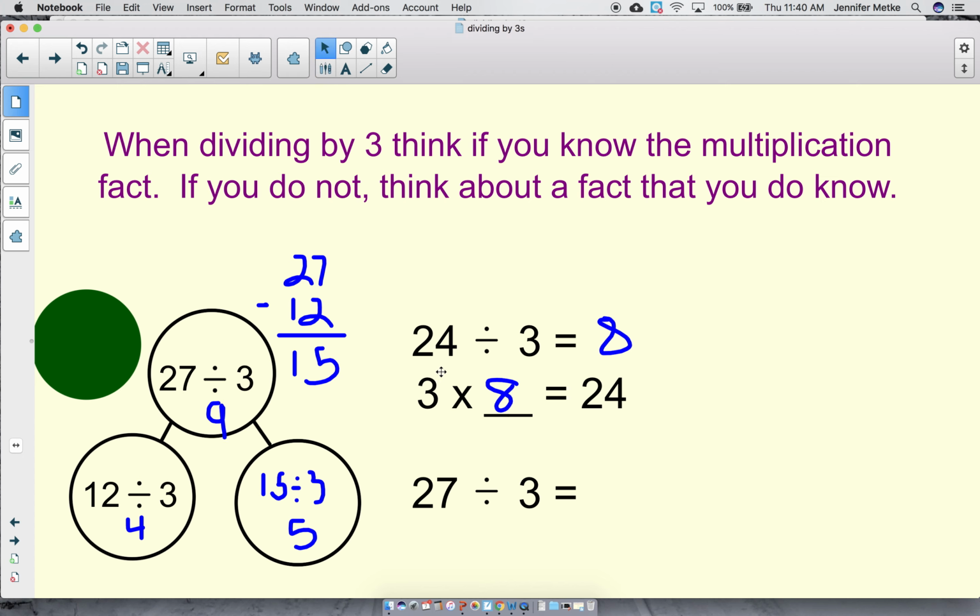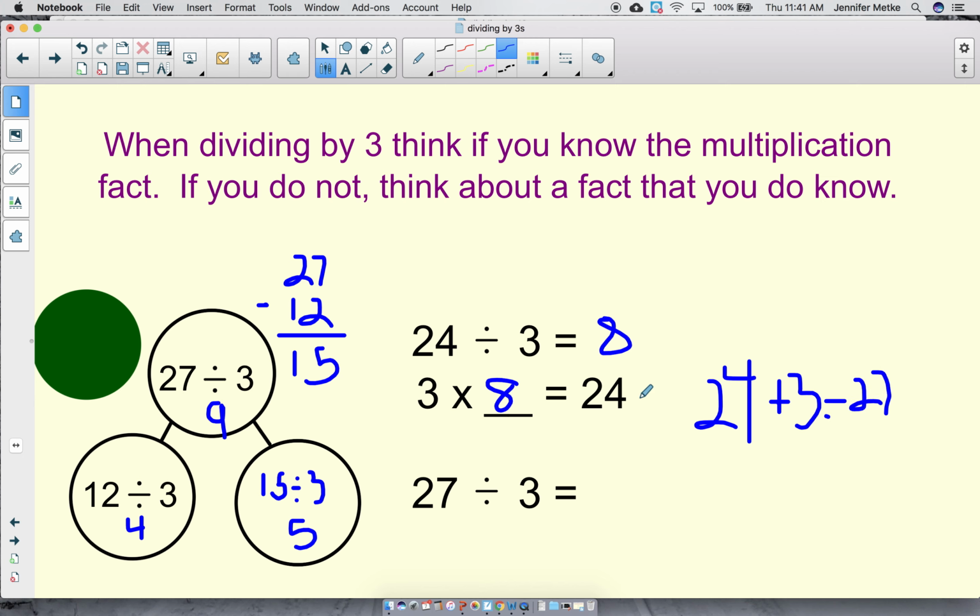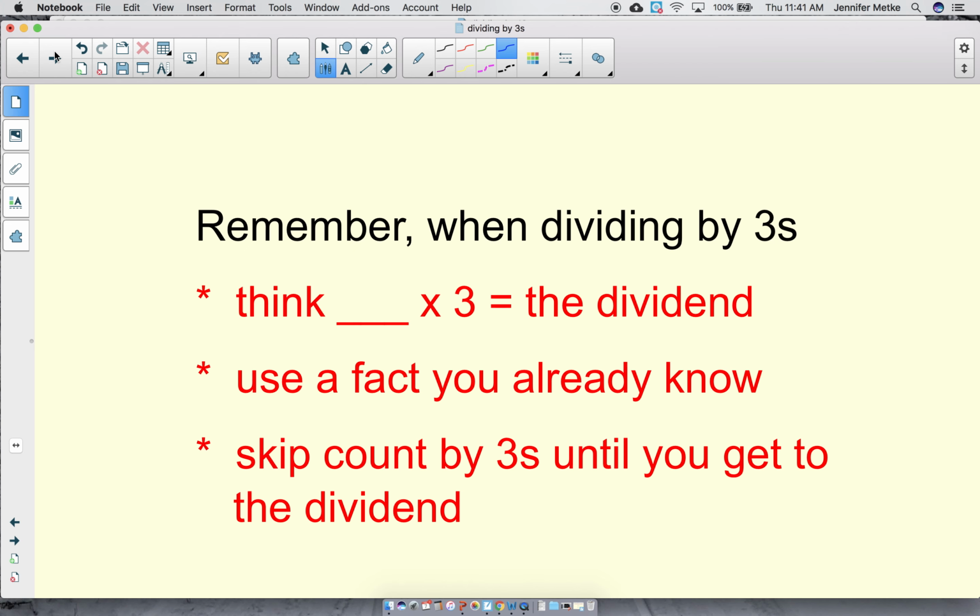Another way I could have thought of that is to use this fact. I know 24 divided by 3 is 8. If I think about the relationship between 24 and 27, well, 24 plus 3 gives me 27. It's just one more group of 3. So if this is 8 groups, this is just one more group of 3, so this has to be 9 groups. Again, I'm really just using facts that I already know to help me figure out the problem.